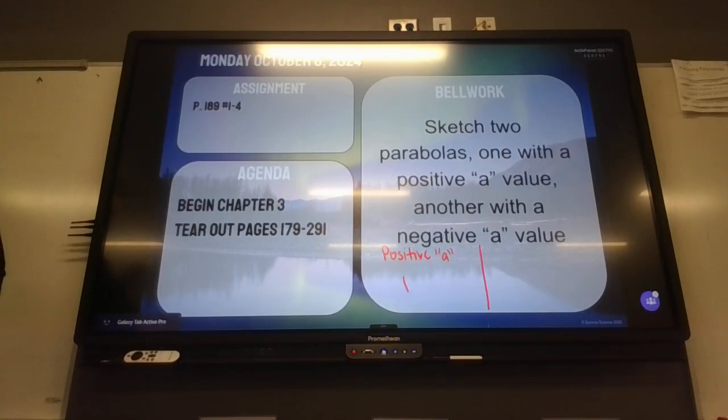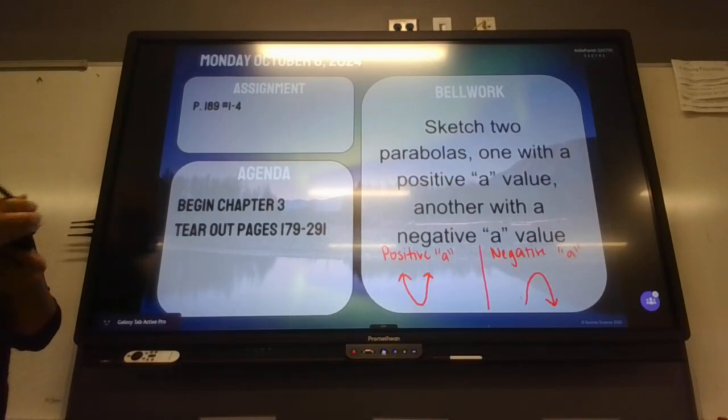A positive a is a parabola that points up, a negative a is a parabola that points down. That's it. That's your bell work.